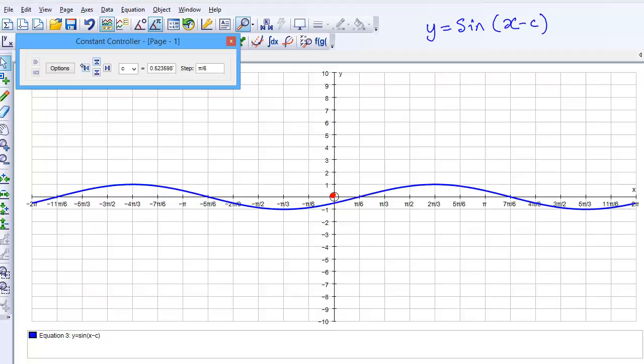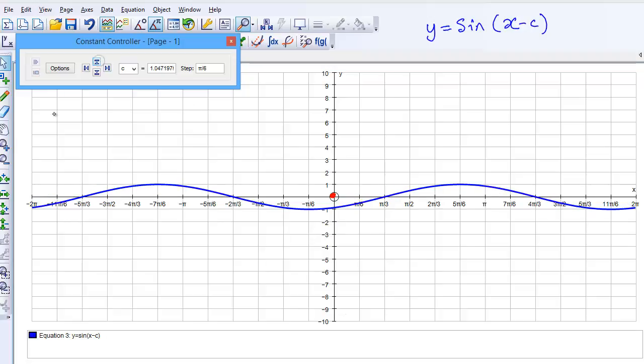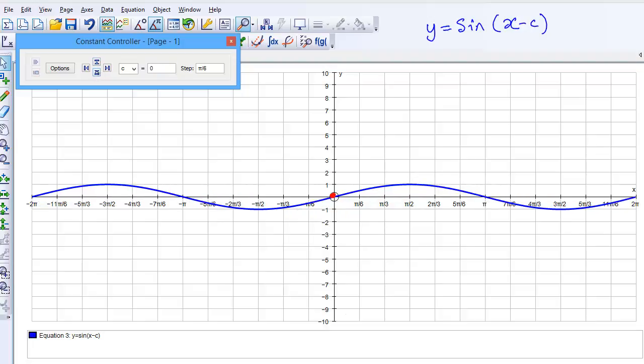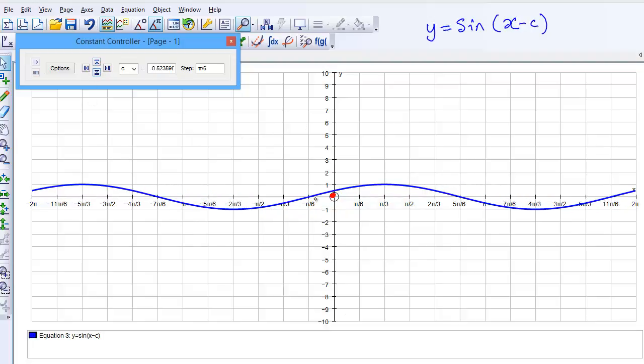So if we do that, and we move c to pi by 6, then note that the point has moved to here. If we move it again, so it's now pi by 3, it's moved to there. So x minus pi by 3 has moved us pi by 3 to the right, and if we made c negative, so negative pi by 6, it's moved to the left.